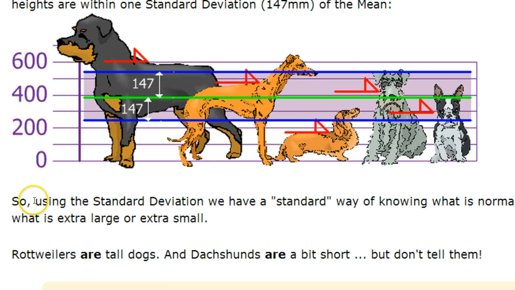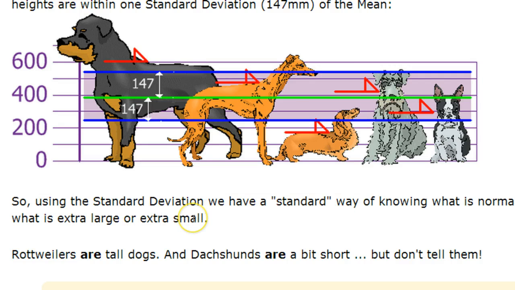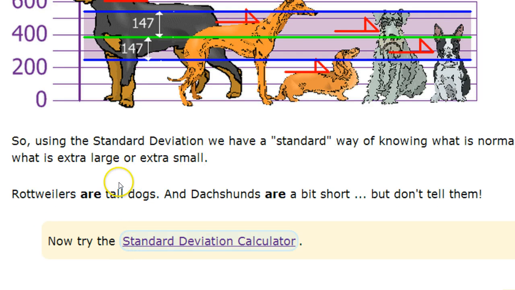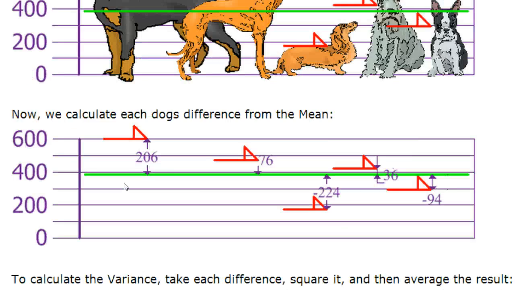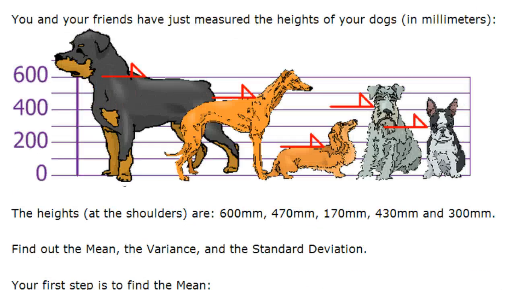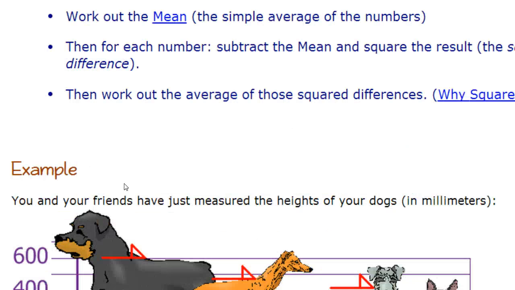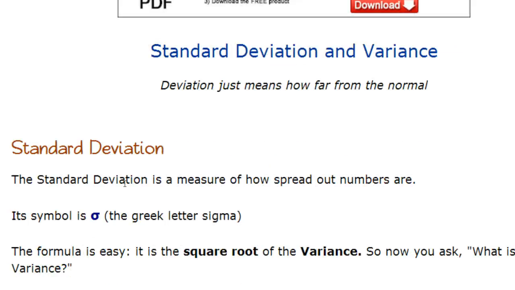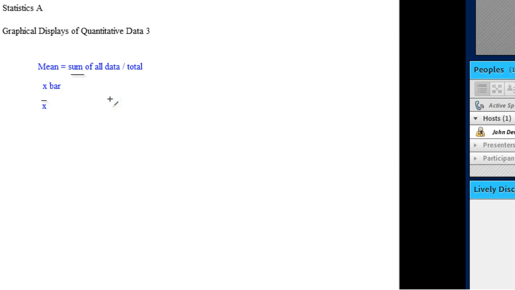By using standard deviation, we now have a standard way of knowing what is normal, what is large, or extra small. Rottweilers are tall dogs, and Dachshunds are a bit short. But don't tell them. Basically, standard deviation tells you what's going on in relation to the rest of the population. It's really kind of cool how it works out that way. All right, so that is it for standard deviation.